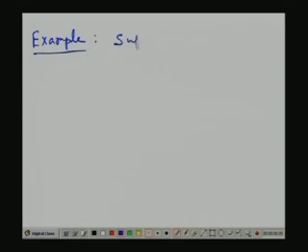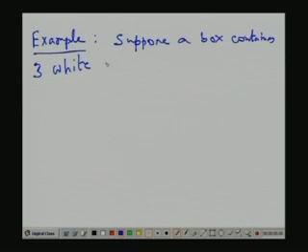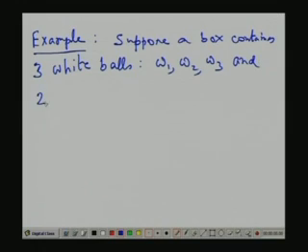Suppose a box contains three white balls W1, W2, W3 and 2 red balls R1, R2. We take out two balls at random.